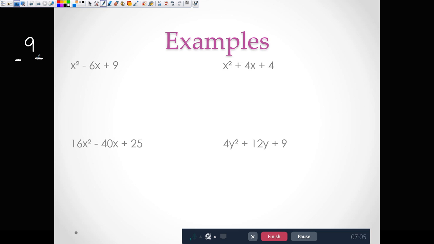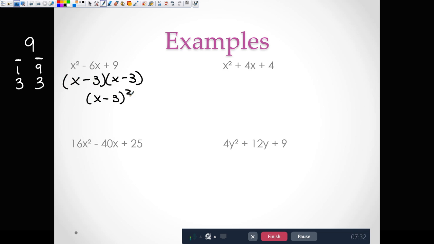Okay, so 1 times 9 is 9, but that is 10. 3 times 3 is 9, and 3 plus 3 is 6. So my binomials would be x minus 3 and x minus 3, which would be the same thing as x minus 3 squared.